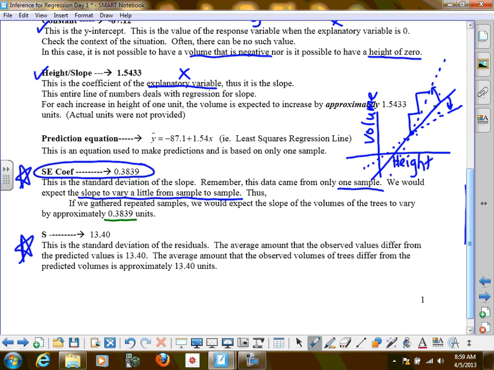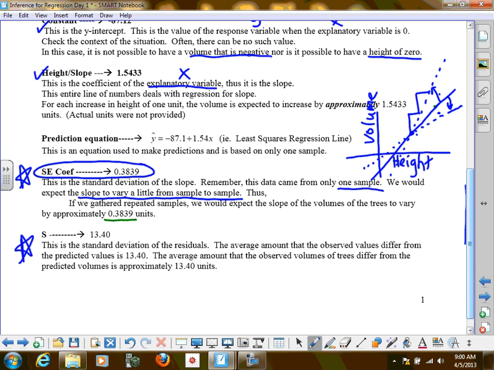This is less of a slope. Okay, so it might be that much less. So that's what the standard deviation of the slope does. It allows for variation. It says, yeah, the slope's around 1.54, but I took that from one sample, and so the slope could be a little more and a little less.